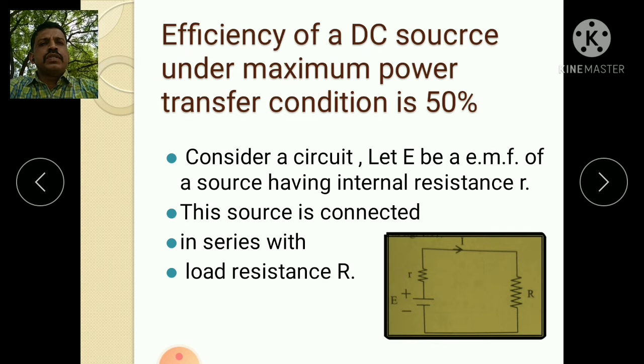So how much is the total power? Out of that, the maximum power transferred is only 50%. Consider a circuit. Let E be the EMF of a source having internal resistance r. The source is connected in series with load resistance R. Here is the internal resistance, here is the external load resistance R, and here is the EMF battery.